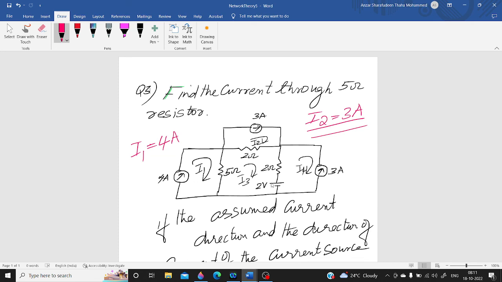And I4 we have taken in the clockwise direction, but the current direction of the current source is opposite to that. So you can take it as negative. So I4 is equal to minus 3 ampere. So you already have 3 currents. The unknown current is I3. For that, you apply Kirchhoff's voltage law in this loop.